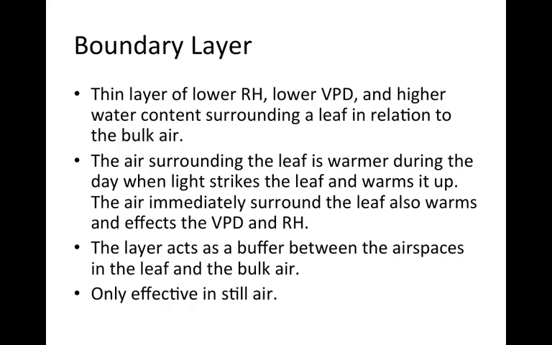That brings us to the boundary layer of the leaves. The boundary layer is a thin layer of lower relative humidity, lower vapor pressure deficit, and higher water content surrounding the leaf in relation to the bulk air. The boundary layer can be imagined as a thin envelope of air with higher water content that directly surrounds the leaf. The warm leaf causes the air to also warm and affects the vapor pressure deficit and the relative humidity. The layer acts as a buffer between the air spaces in the leaf and the bulk air. The boundary layer is a very delicate system and is only effective in still air. If the air is not still, the wind is likely to blow the boundary layer away from the leaf.